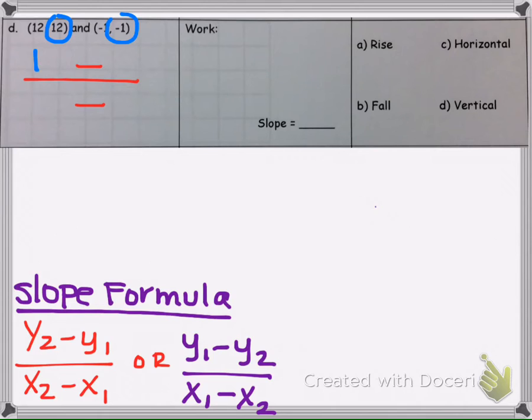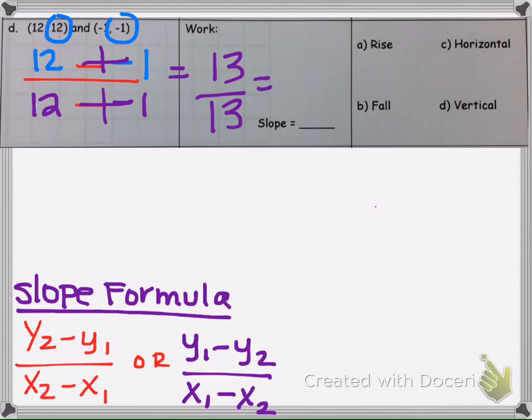Okay, so letter D, we have subtract the y's, so we have 12 minus a -1. Subtract the input, the x's, so we have 12 minus a -1. We'd have 13 over 13, which is 1. So our slope is 1. And since that is positive, from the left to the right, the line's going upward, so it's rising.